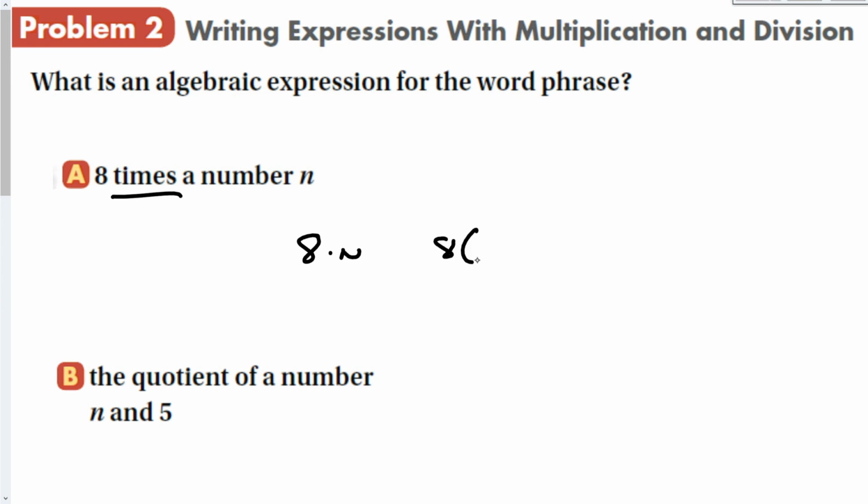And 8 with a parentheses n, or nice and simple, when we have a variable and a number, we can just write them right next to each other. 8n. Okay? Other ways to say the word times is multiplied, or we can say the product.